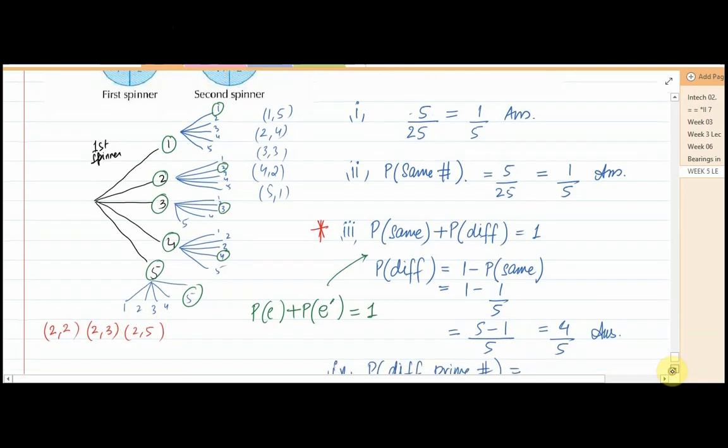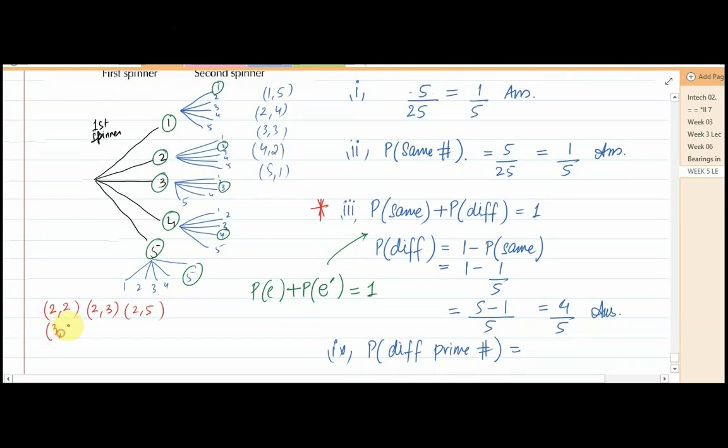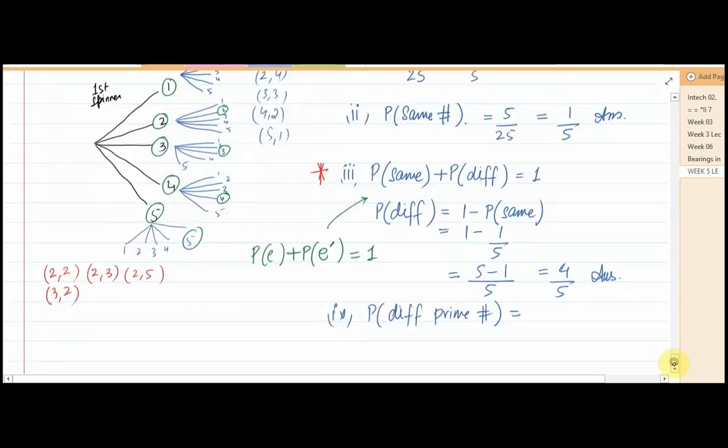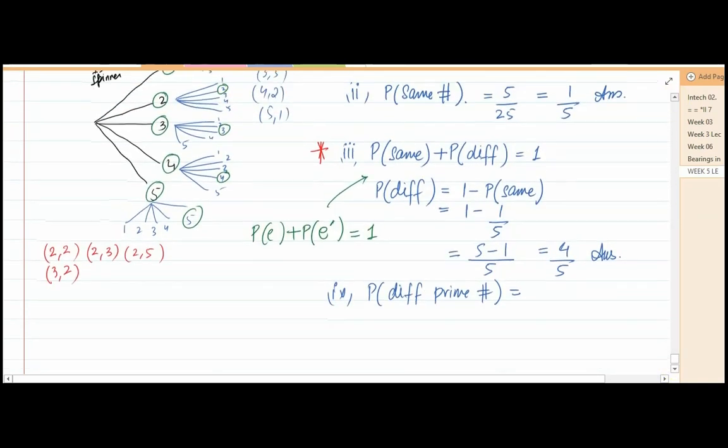If I talk about 3, it will be 3 comma 2, and it says two different prime numbers. That means I cannot take 2 comma 2 and 3 comma 3. So I cannot consider this one, two different prime numbers. So 3 comma 2 and then 3 comma 5. 4 is not a prime number, so can't take it. 5 comma 2, 5 comma 3. So that means you have a total of 6 possible options, right? So the answer is 6 divided by 25. That is the answer for two different prime numbers.